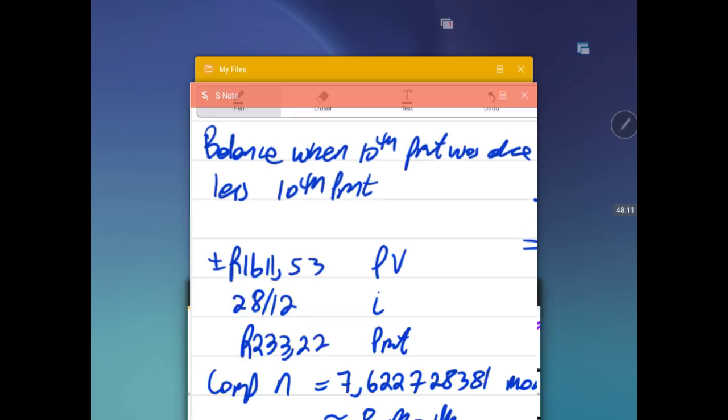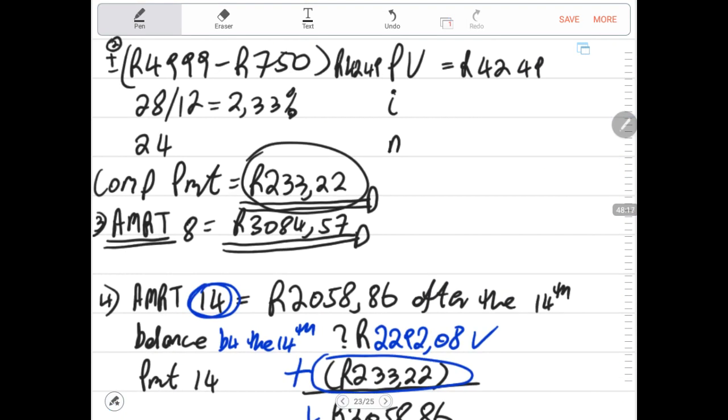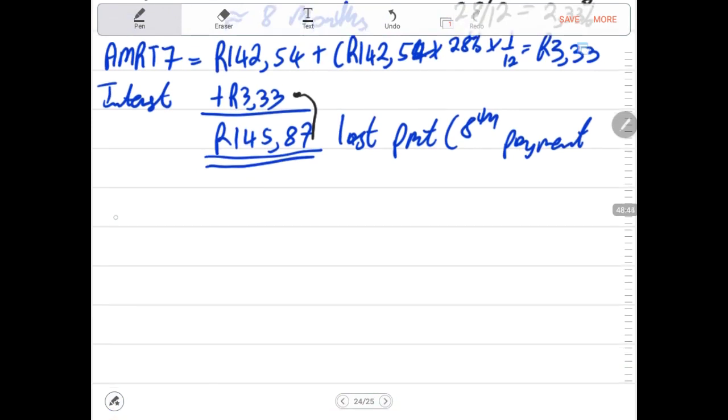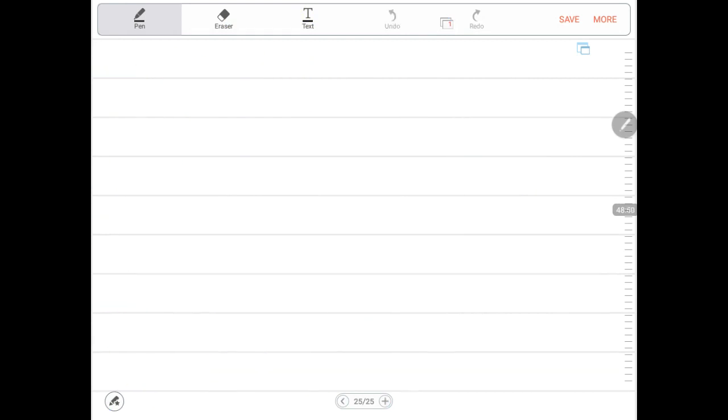Then we go back in our calculator and we calculate that PMT, where we had the present value of plus minus 4,249 as our present value. 28 divided by 12 is our interest, and 24 is our N. Then we compute PMT. So now our calculator knows the PMT. We don't have to repeat this, guys, in this question. Remember, we are doing number 6 now, and we are not repeating number 1 in number 6.